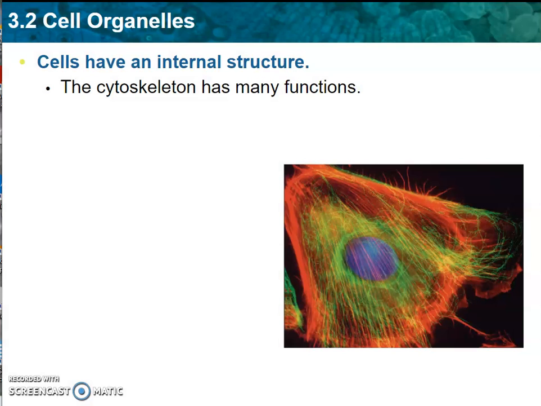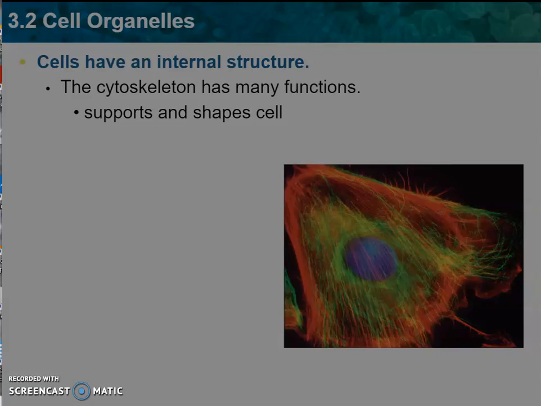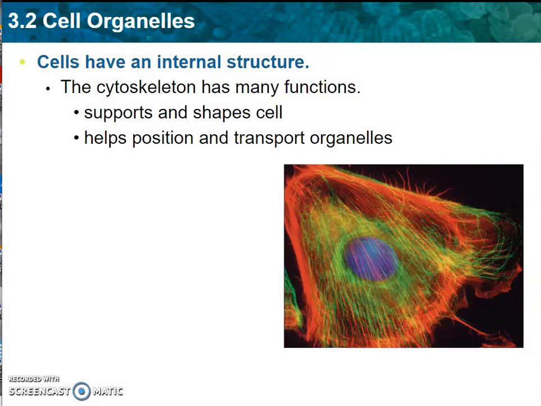The cytoskeleton has many functions. It's made up of a network of fibers extending throughout the cytoplasm. It provides mechanical support and maintains the cell's shape, much like your skeleton inside your body gives your body support and shape. It provides anchorage for many organelles and cytosolic enzymes.